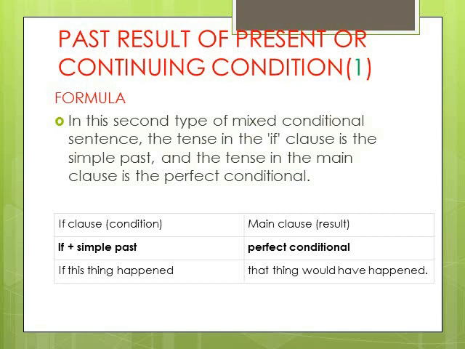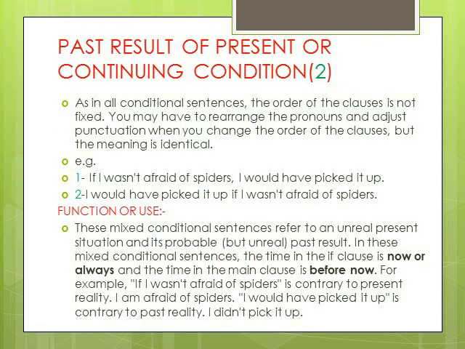You can go and have a close look. If clause condition, past simple; main clause, perfect conditional. You can go back to the previous slides if you have any confusion, so you will get a better idea. If this thing happened, that thing would have happened. So the if clause is in the simple past, and the main clause in the perfect conditional. So let's move forward to the second slide, and I think it will be the last slide in this video.